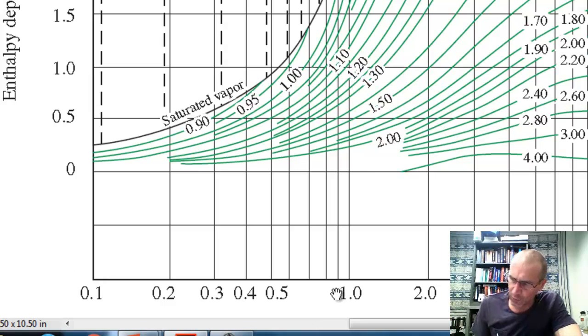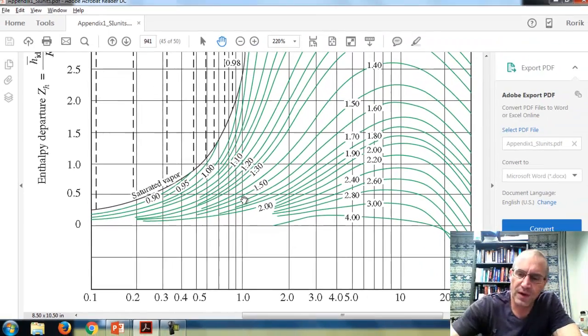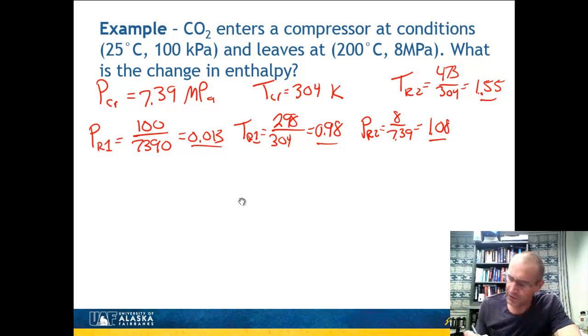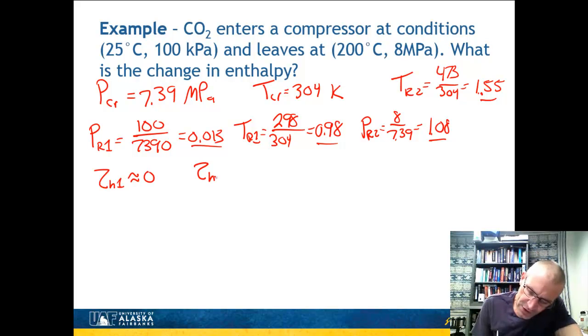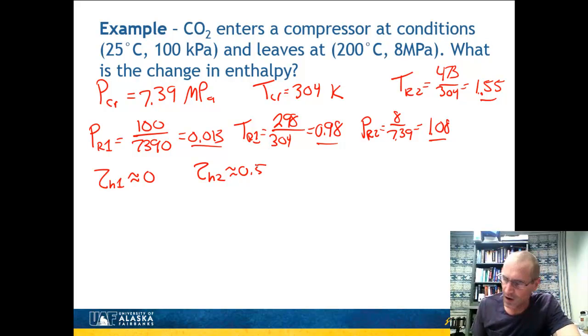So we had a PR2 of 1.08, so that's going to be somewhere right around here. And then we had a reduced temperature of about 1.55. So somewhere in here, I'm going to say that the departure term is about 0.5. That's close enough. So we'll come back over here, and we just said that ZH1 is effectively 0, an ideal gas, and ZH2 is about 0.5. And again, we're reading numbers off charts, so we're doing our best there.